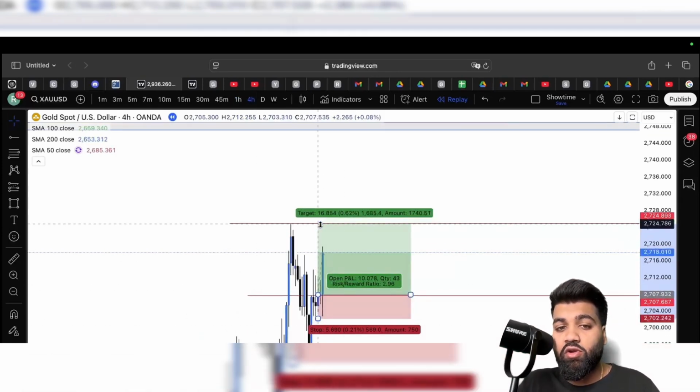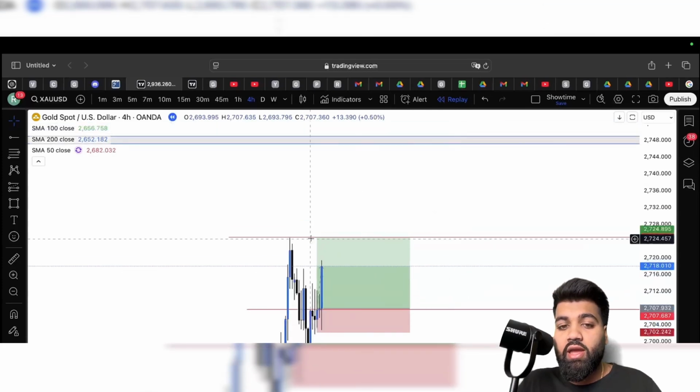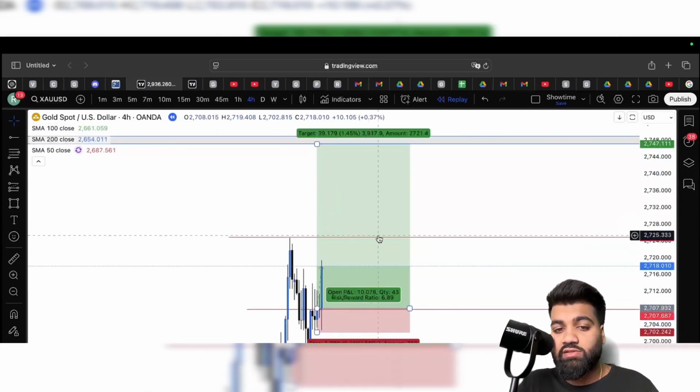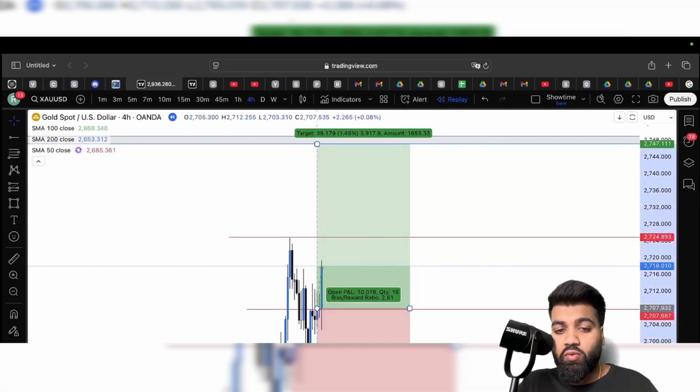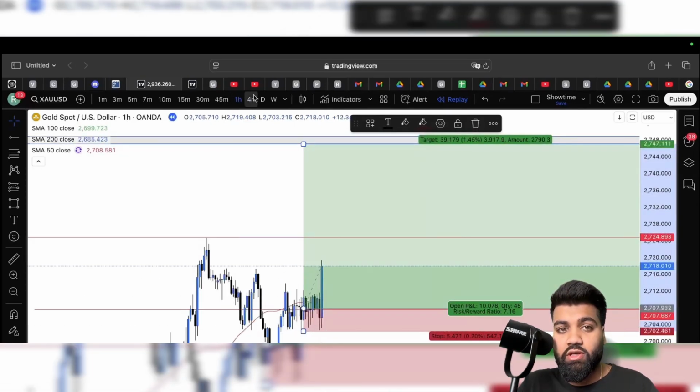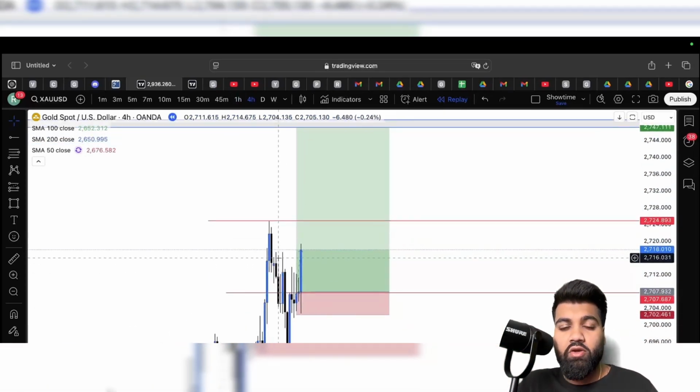So now suddenly your risk to reward is almost 1-to-3. And if you targeted this zone over here, your risk to reward is now a 1-to-6. So what before was almost a 1-to-2 or 1-to-3, now suddenly it's about a 1-to-6 if you were to place your stop loss over here. So it's more about how you manage your trade once you're in the trade, and how you manage your risk.